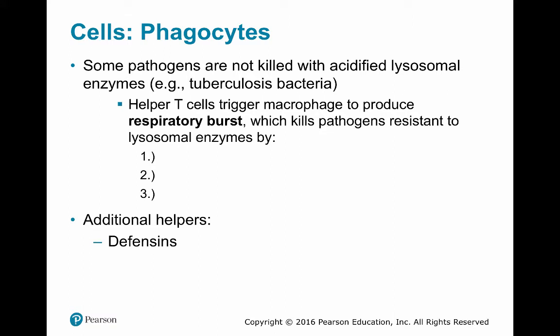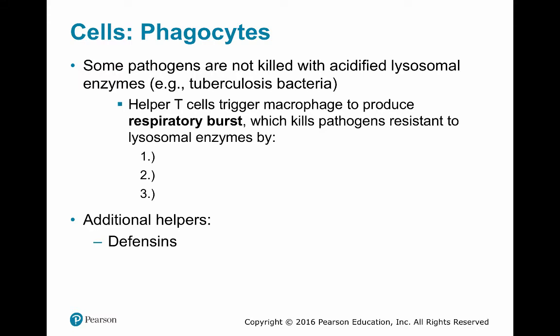And so phagocytes, some pathogens are not killed with this acidified lysosomal enzyme. For example, tuberculosis bacteria, which causes tuberculosis or the bleeding disease of the lungs, right? They aren't killed by this process. So we need additional help. So come in helper T cells, and they'll trigger macrophages to produce respiratory burst. And we talked about this a little bit last time, and when we talked about the blood specifically with the leukocytes. And this respiratory burst is going to kill pathogens that are resistant to lysosomal enzyme by 3 ways.